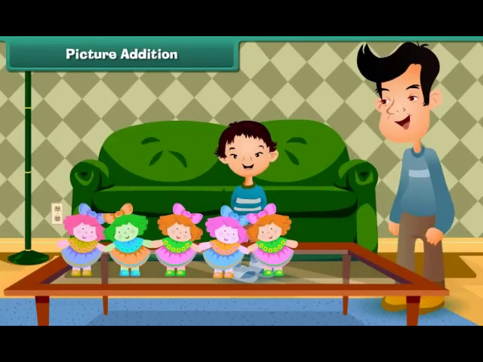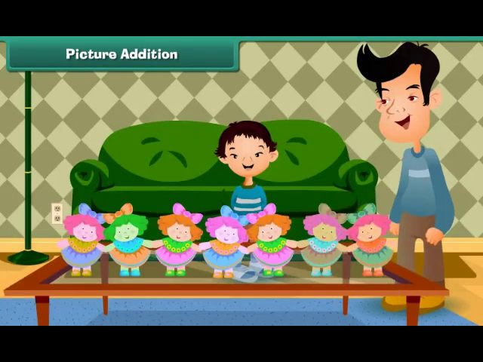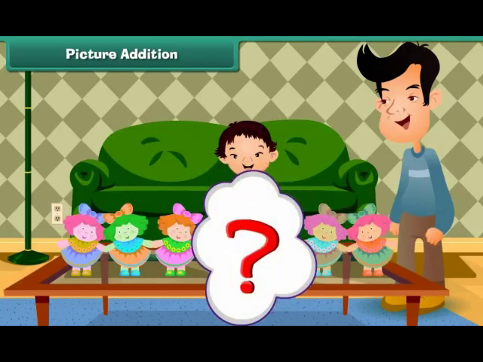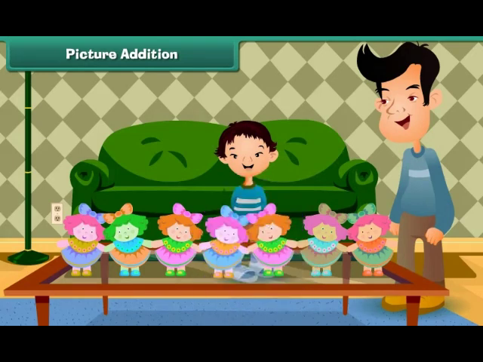Picture addition. Let us learn to add with the help of pictures first. Sheena has 5 dolls. Her uncle gets her 2 more. How many dolls does Sheena have in all? Count all the dolls. 1, 2, 3, 4, 5, 6, 7.